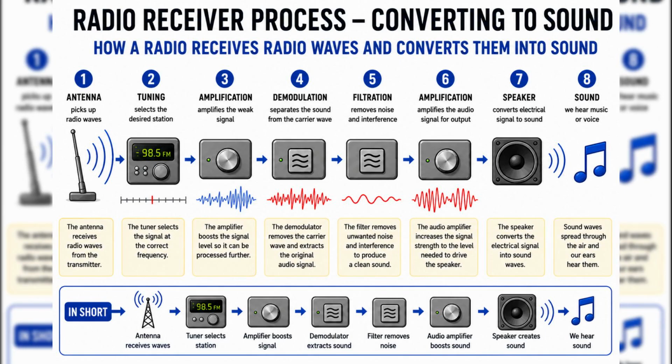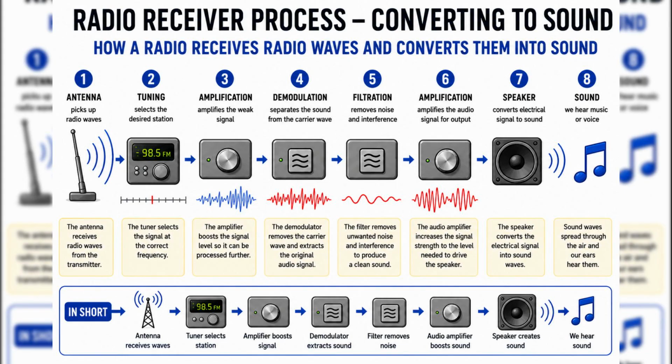The first component involved is the antenna, which acts as a sensor for electromagnetic waves moving through the air. As radio waves pass through the antenna, they induce a tiny electrical current that mirrors the original transmitted signal. However, this signal is extremely weak and mixed together with countless other frequencies coming from different radio stations, communication systems, and electronic devices surrounding you.